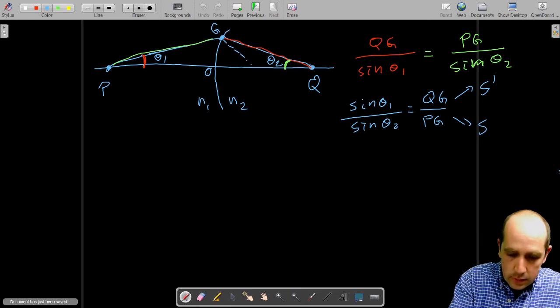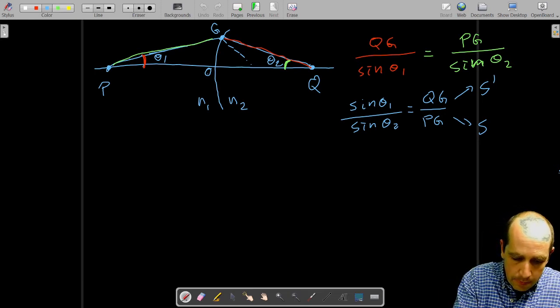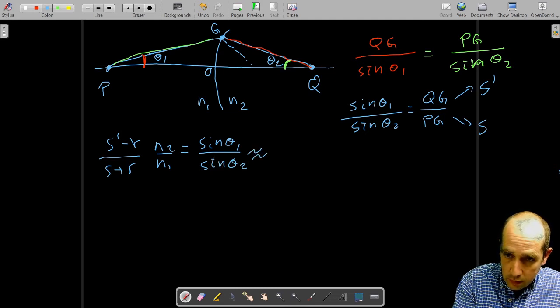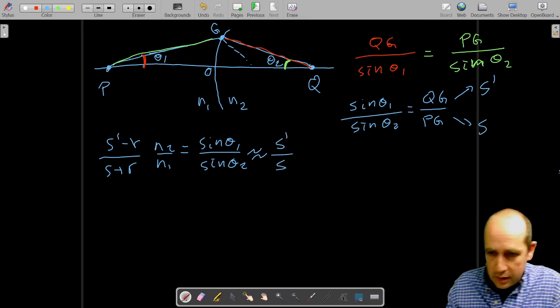Right. So we get (S' − R) divided by (S + R), and n2 divided by n1 will be equal to sine theta 1 divided by sine theta 2, and this will be approximately S' divided by S in this paraxial approximation.